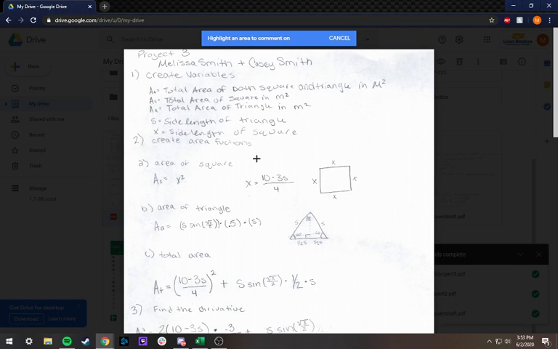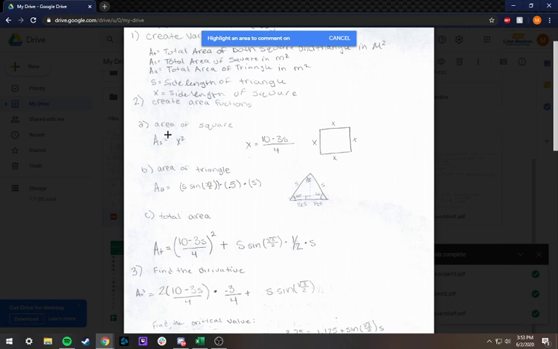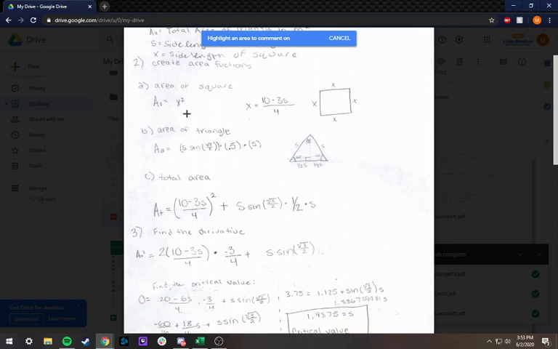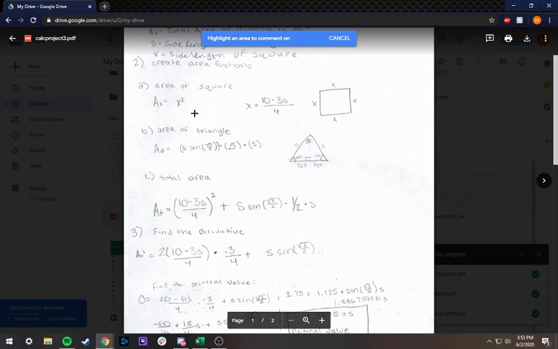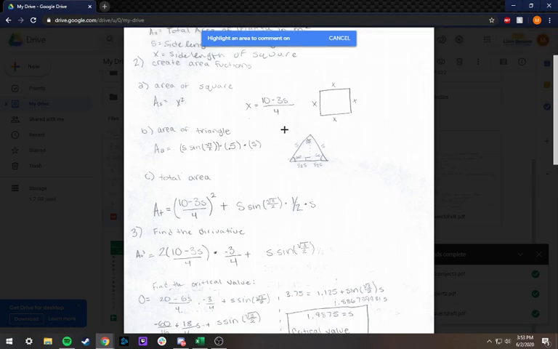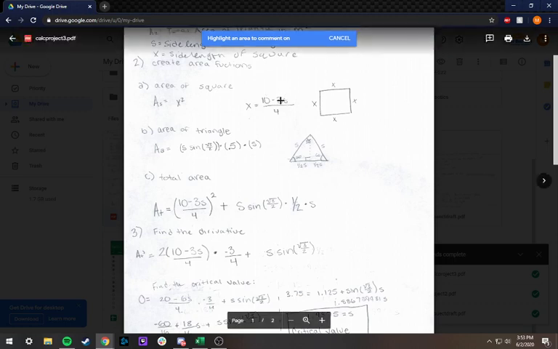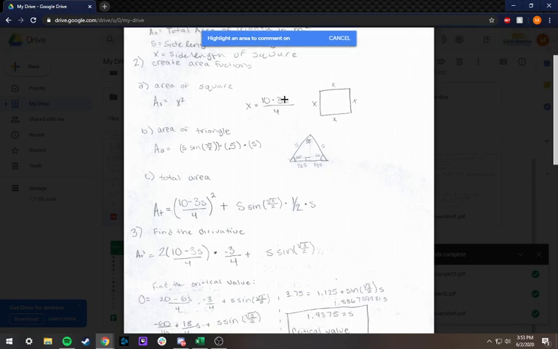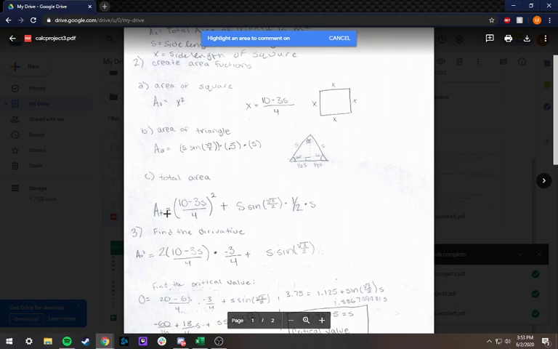square, which is X. So down here we created our functions, and the area of the square is side length squared, and each side length is equal to 10, since that's the total length of the starting perimeter minus 3 side lengths of the triangle divided by 4. So there's 4 side lengths of the square, and that's just 1 side length. And so that is where we plug this in squared for our total area function.